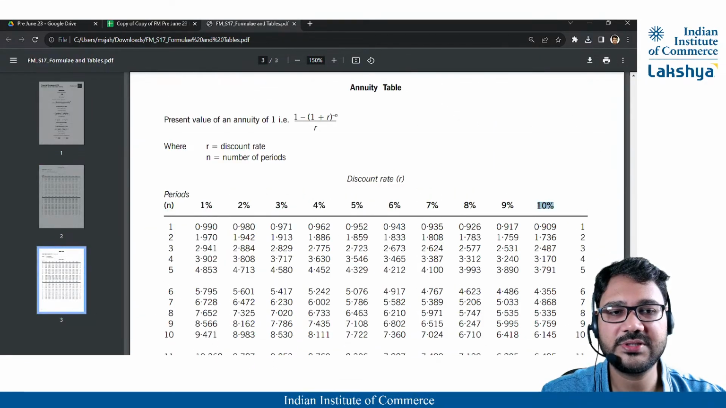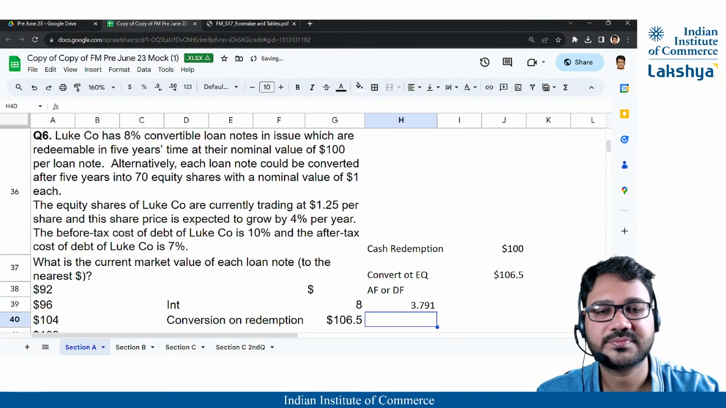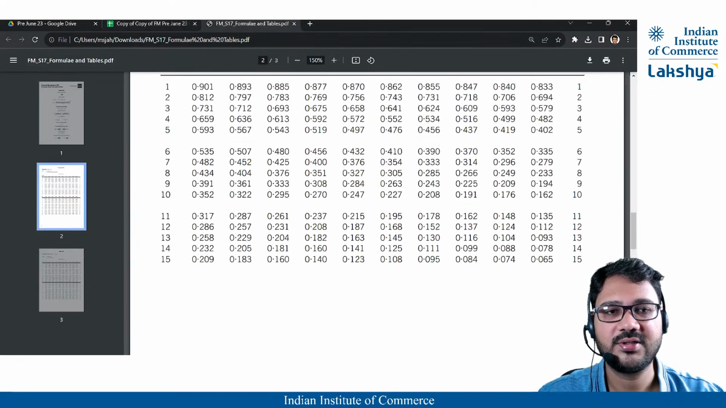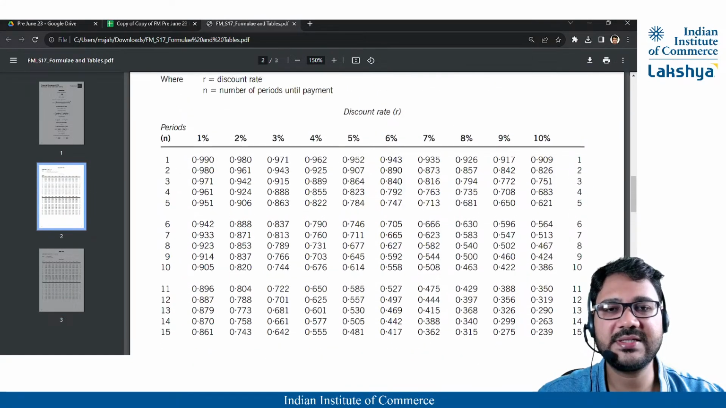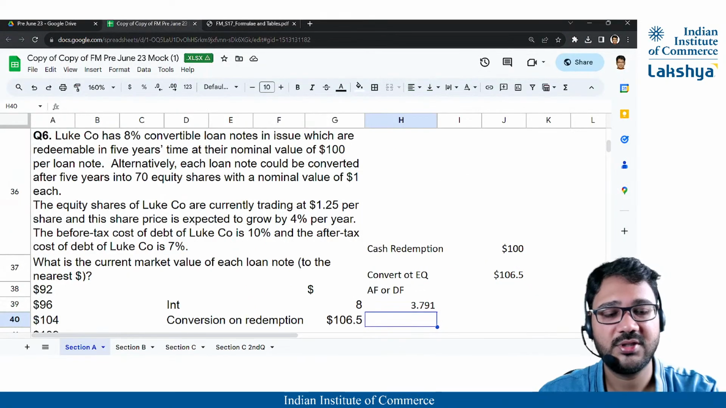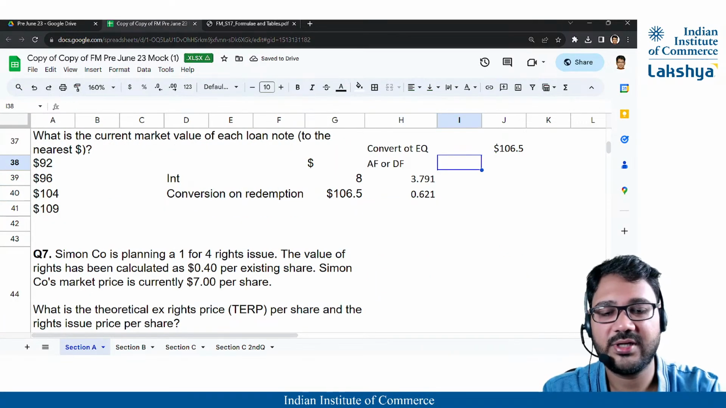Annuity, 10% for 5 years is 3.791, right? 3.791. And for 106, that is a single cash flow, so we'll use the discounting factor. So 10% only the fifth year, because we are getting it on the fifth year. That's 0.621. All right. So we can write our present values.